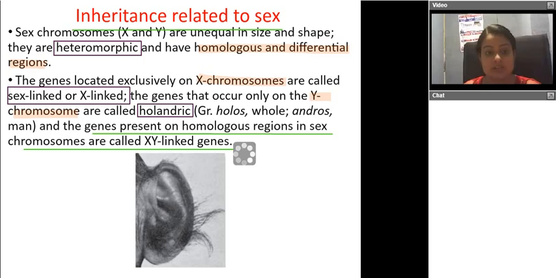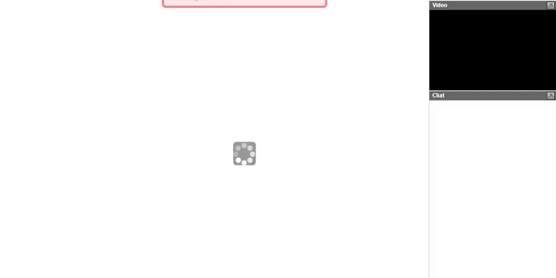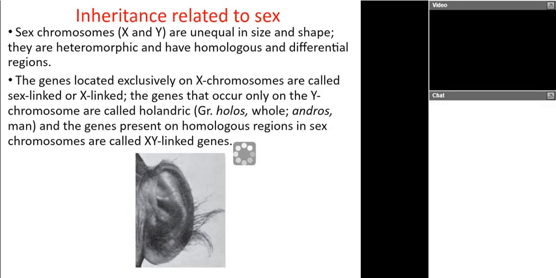We can also see Huntington's disease, where a mutant Huntington protein affects chromosome number 4 and causes degeneration of the brain cells.